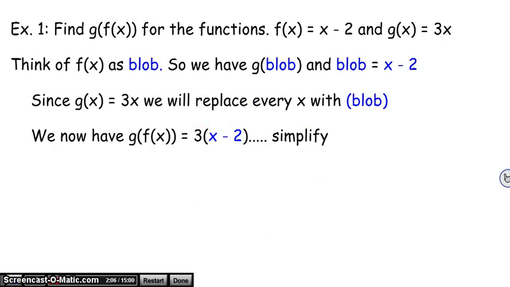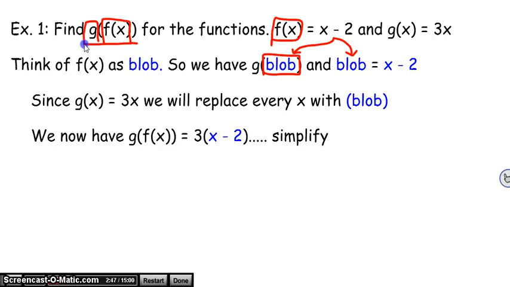The notation for that composition looks like this. We're putting a function into another function. In this case, we're going to put the f function into the g function. So the two functions that we're going to deal with are f of x equals x minus 2 and g of x equals 3x. So think of f of x as blob. Here's where our blob is, and it's equal to x minus 2. And we've got g of blob, and everywhere that you see blob, put x minus 2.